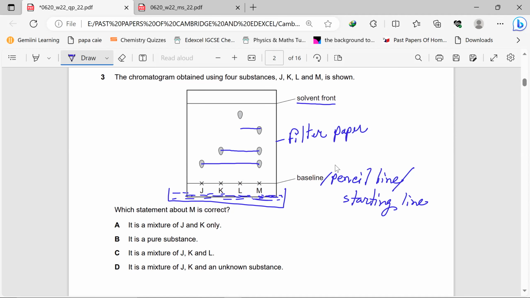It is a pure substance. M is not a pure substance for sure, because it has three different spots. It is a mixture of J, K, and L, which is definitely not correct. It is a mixture of J, K, and an unknown substance. That is absolutely correct, because we have three different spots, and we do not know what type of substance it is, because we do not have any reference point. M is aligned with J, and the second spot is aligned with K, but the third is not aligned with anything, so it should be an unknown substance. So question number 3, D is the only correct answer.